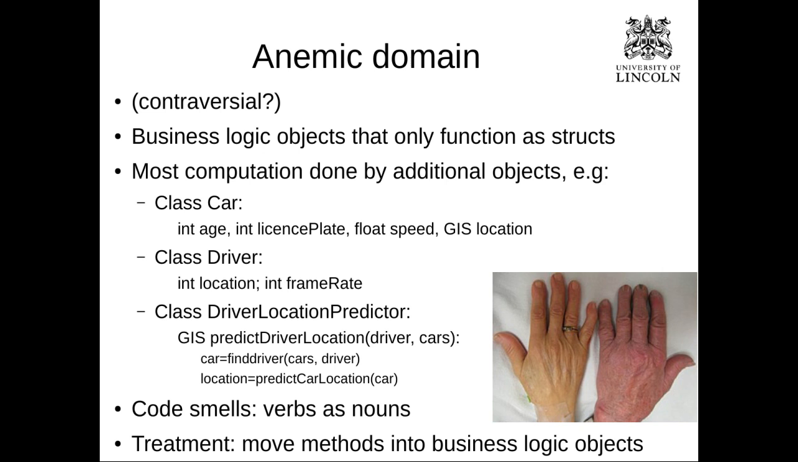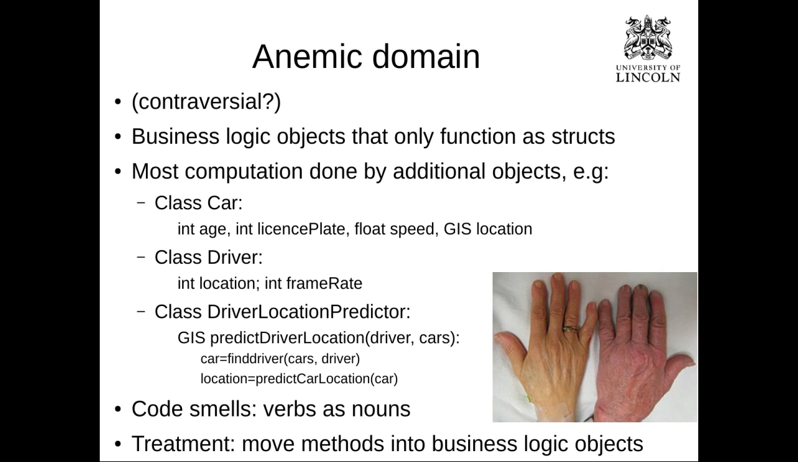Object-oriented orthodoxy says that this logic should all be moved into methods inside the objects themselves. This should be a property or a method of the driver or the car rather than existing in itself. The treatment is you move the methods into the business logic object. More recently, there's been something of a backlash against this style of object-oriented programming. There are people saying we should maybe go back to just using structs and defining functions on the structs, maybe wrapping them up in a module rather than inside the class. But by hardcore object-oriented people, this is considered an anti-pattern.